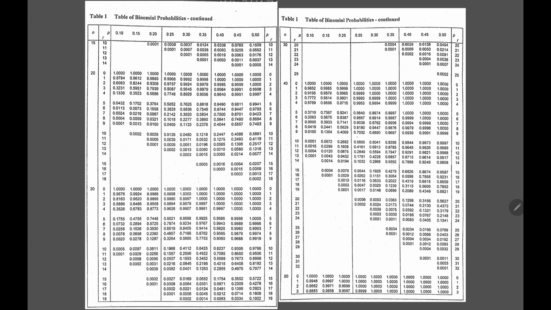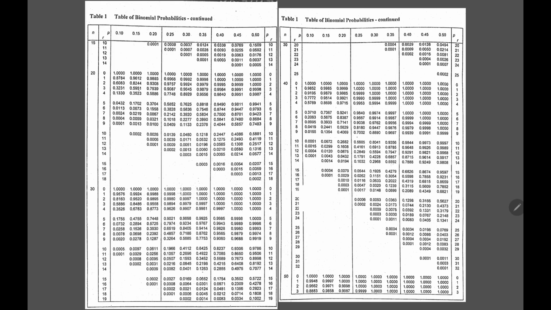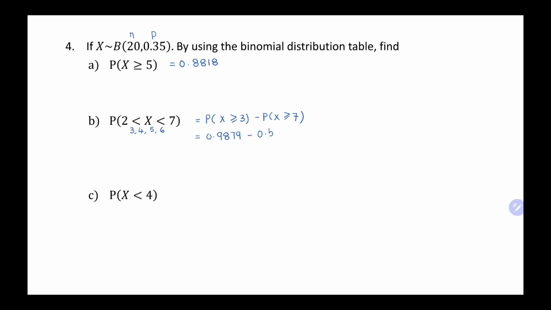So n is 20, p is 0.35 and r is 3. So we get 0.9879. So we put the answer 0.9879. Then we minus P(x greater than or equal to 7). So we look at r equals 7, and r equals 7 is 0.5834. Then we minus, we get the answer 0.4045.